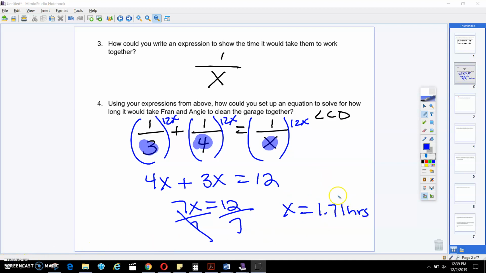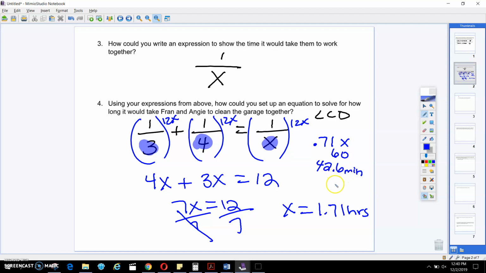Since we want to talk about this in hours, minutes, and seconds, what we're going to do is, you see how this has 1 hour? We're going to ignore that for right now. But this 0.71, that's really saying 71 hundredths of an hour. Okay, so you're going to take 0.71 and you're going to multiply it times 60 to get the number of minutes. Okay, so if you take 0.71 and you multiply it times 60, what do you get? 0.71 times 60 is 42.6. So you're going to have 42.6 minutes.